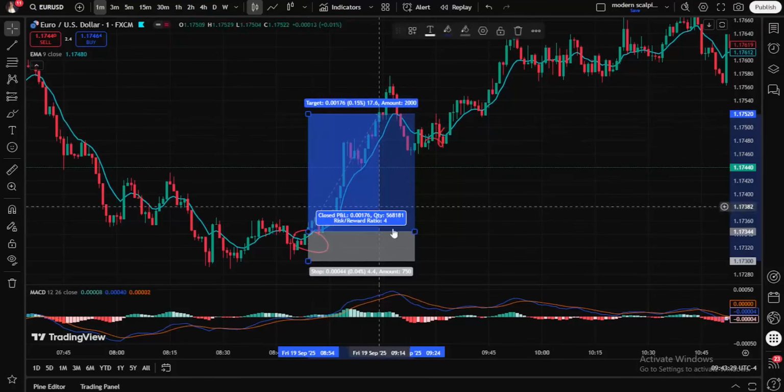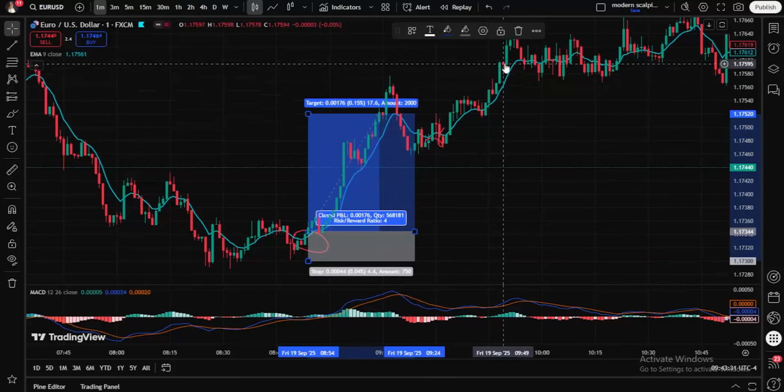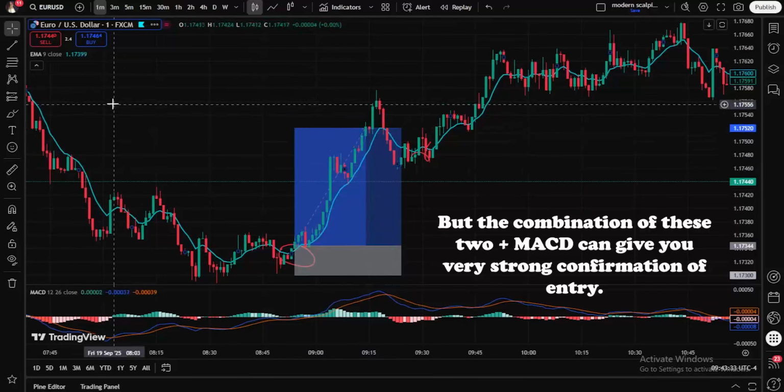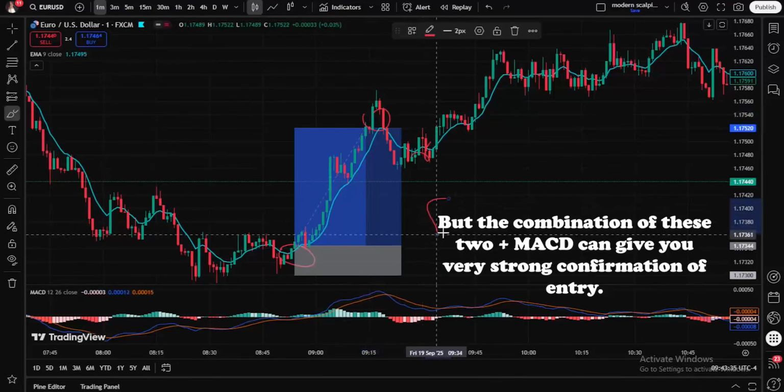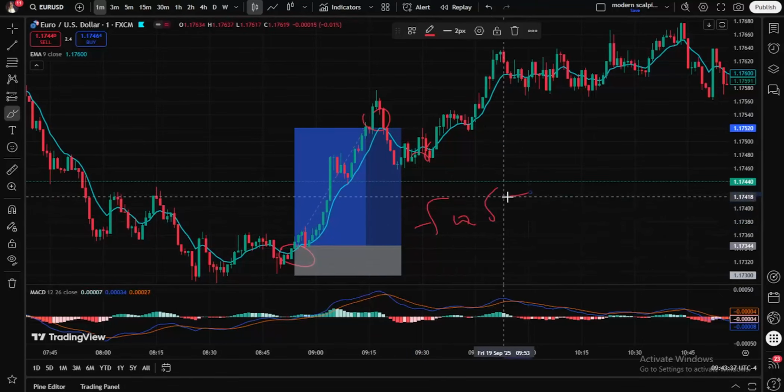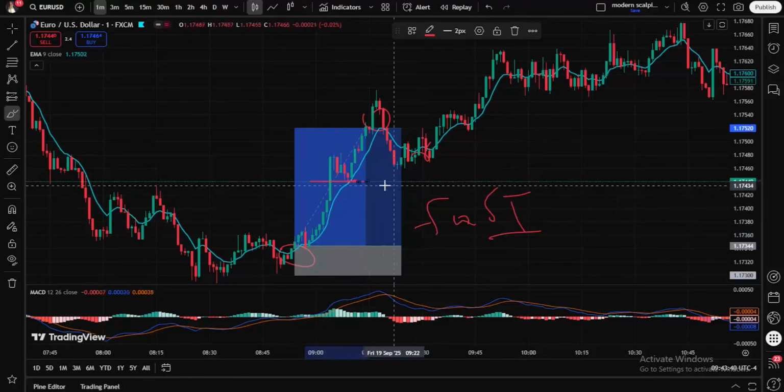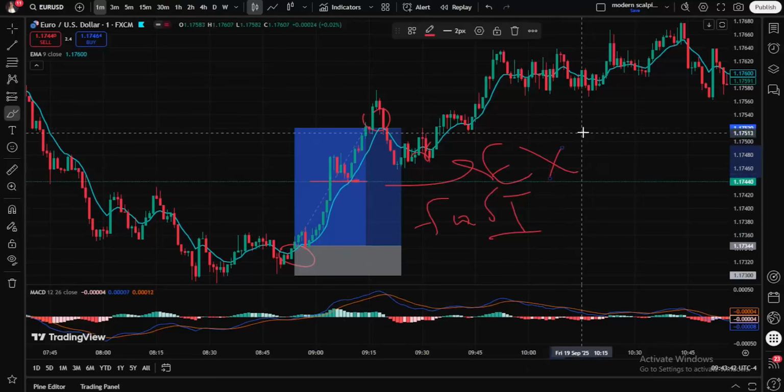Many traders even use these two together. When the EMA 9 is above the EMA 21 and the MACD also crosses up, the signal becomes much stronger. This way, you have both speed and accuracy.